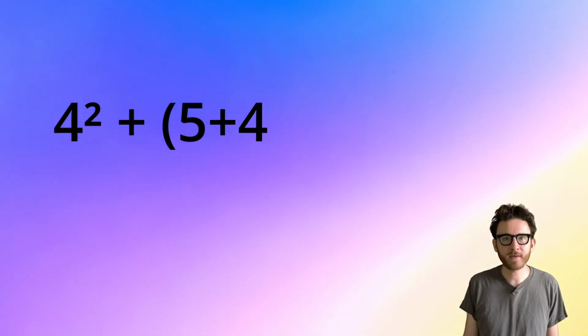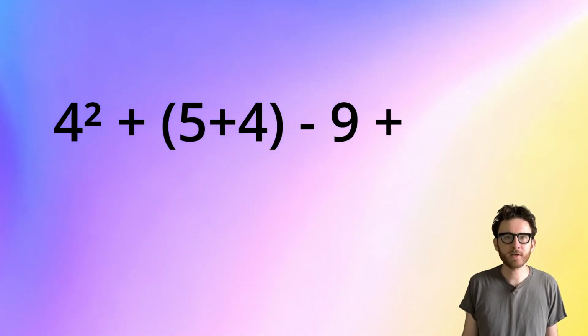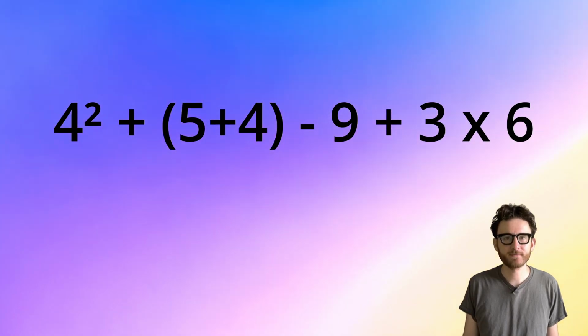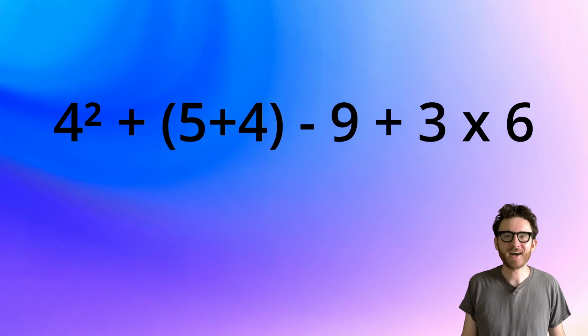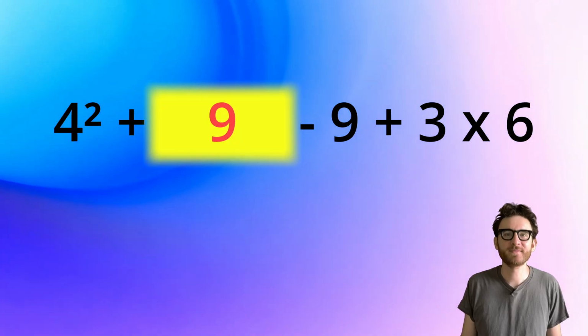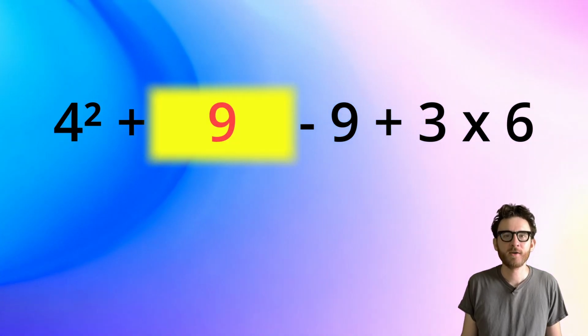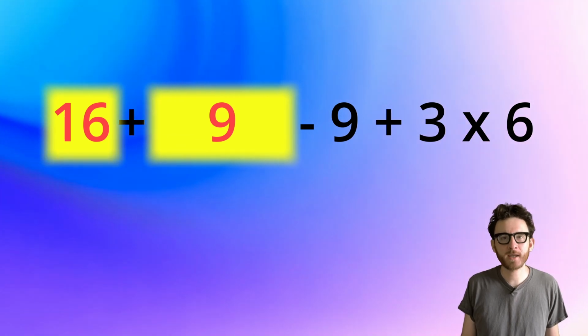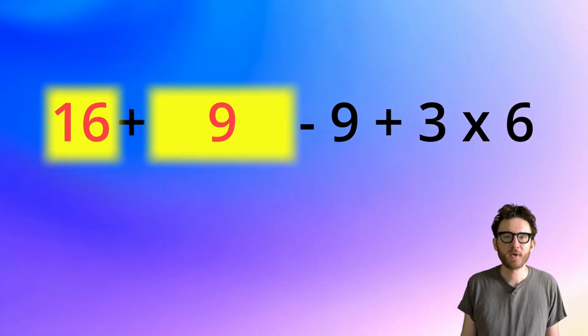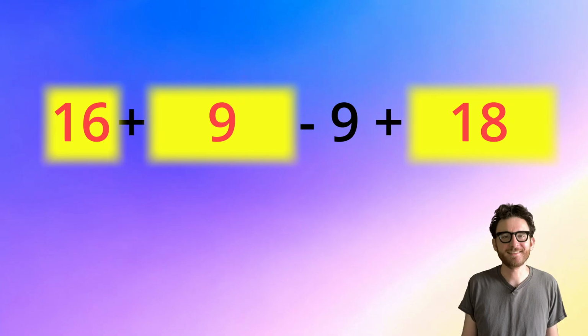Let's do one last example. 4 squared plus 5 plus 4 in parentheses minus 9 plus 3 times 6. First, we do the parentheses. 5 plus 4 is 9. Then we do exponents. 4 squared is 16. Then we do division and multiplication from left to right. 3 times 6 is 18.